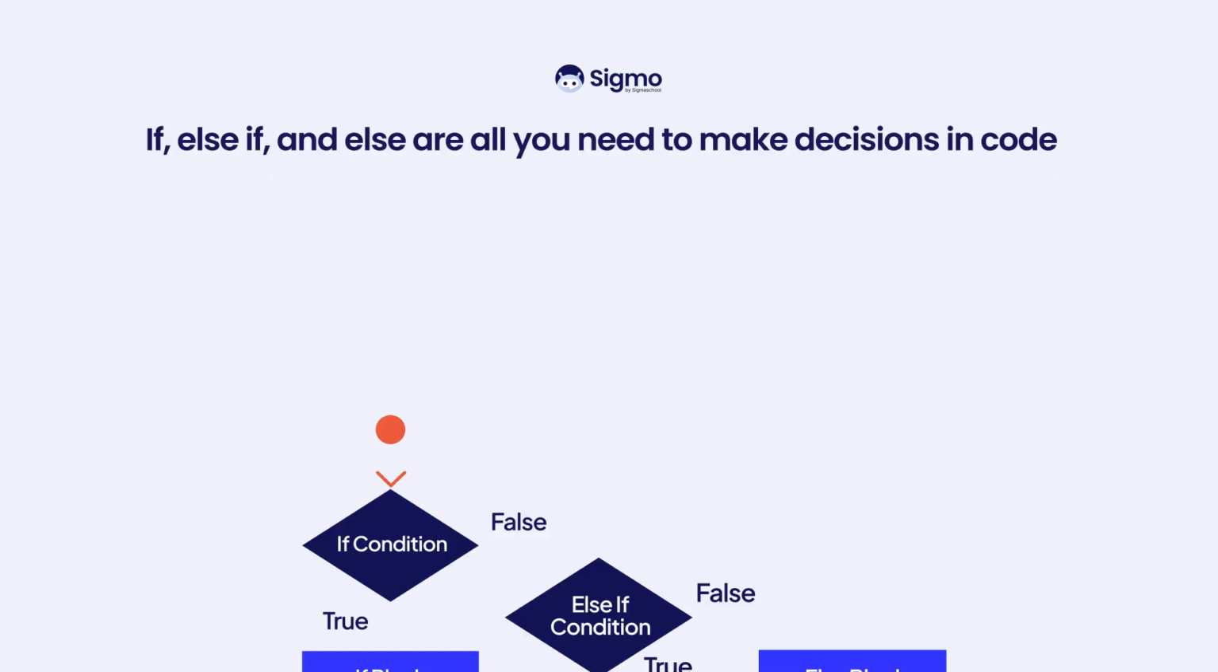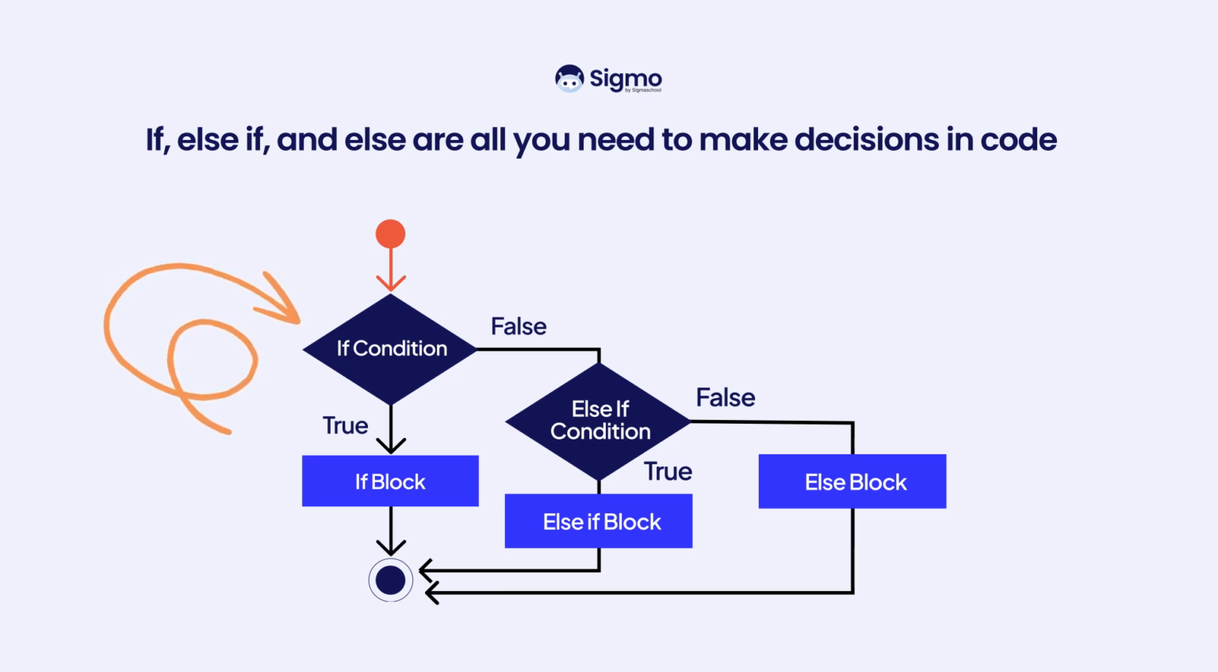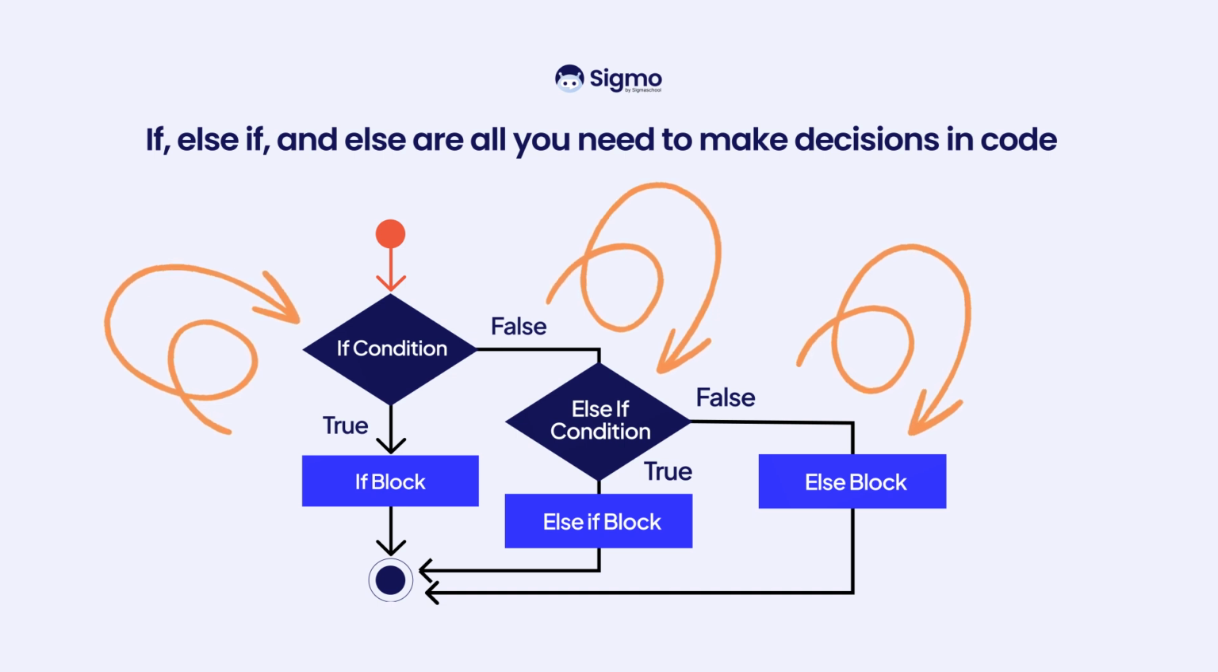So to summarize, conditionals let your code make decisions. The if keyword checks if something is true. Else if lets you chain multiple checks together. And else catches everything that didn't match, true or false. That's all your code needs to decide what to do next.